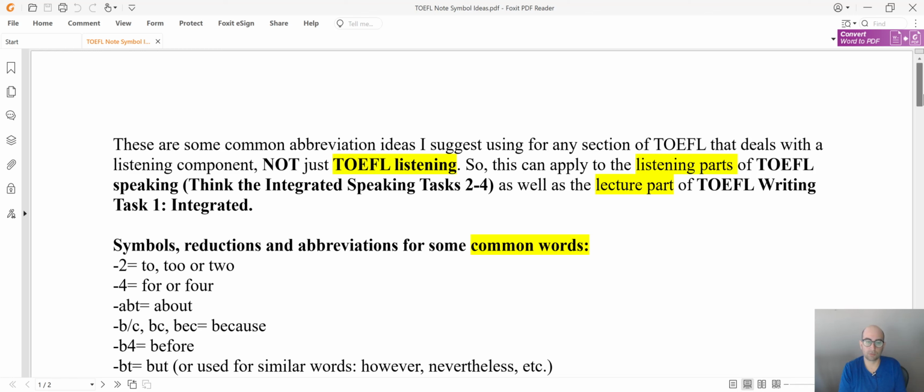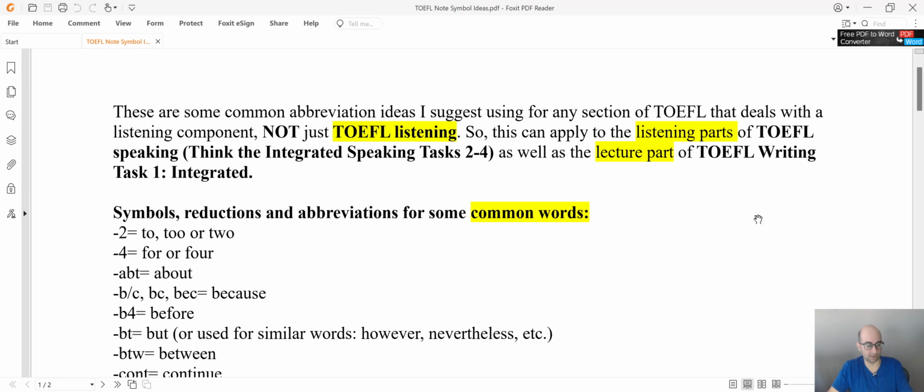So today we're gonna take a look at something related to not just TOEFL listening, but also some questions or tasks from TOEFL speaking, as well as TOEFL writing task 1. So today's lesson is pretty much about note-taking, okay? So we're gonna be discussing symbols, reductions, abbreviations you can use to have an easier time taking notes during the exam. Okay, so let's take a look here.